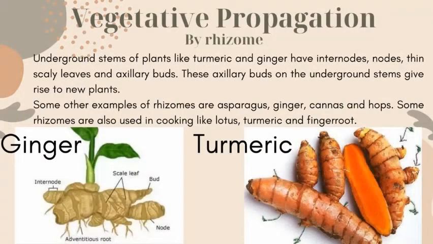Propagation by rhizome. Underground stems of plants like turmeric and ginger have internodes, nodes, thin scaly leaves and axillary buds. These axillary buds on the underground stems give rise to new plants. Some other examples of rhizomes are asparagus, ginger, cannas and hops. Some rhizomes are also used in cooking, like lotus, turmeric and fingerroot.